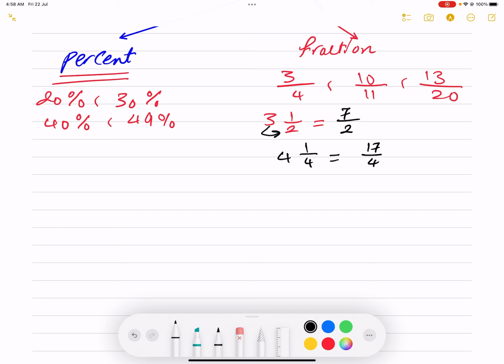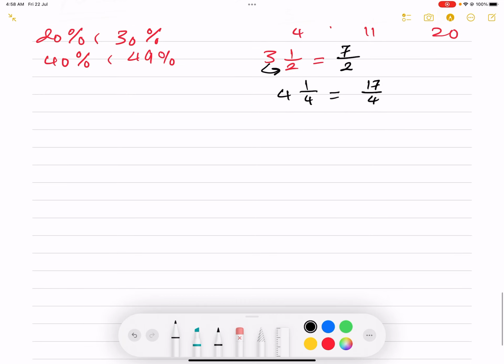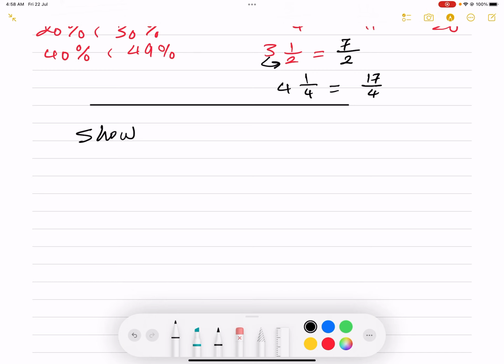Let's go to another point. Sometimes the question asks you to show which one of these numbers in front of you is rational. Let's get started with the first one. It will be 3 and 2/5. The next one will be negative 0.17.